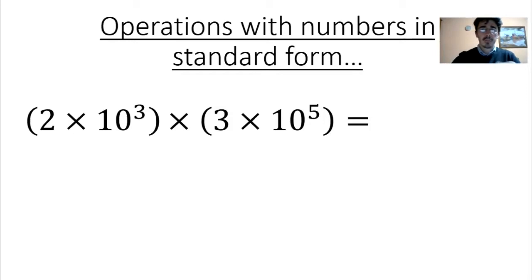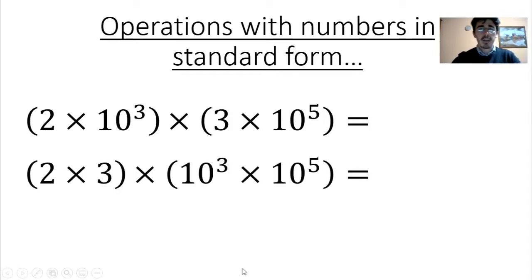Well, first, we can multiply the numbers 2 and 3, and on the other side, we multiply the powers of 10, okay? The numbers first, and then the powers of 10. 2 times 3 is equal to 6, okay? Then we have the multiplication sign, and how do we multiply powers of 10? Do you remember, if we have multiplication and the same base, what do we do with the exponents here? Well, we add them, okay?